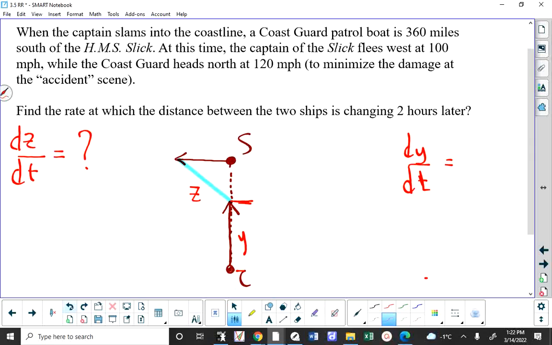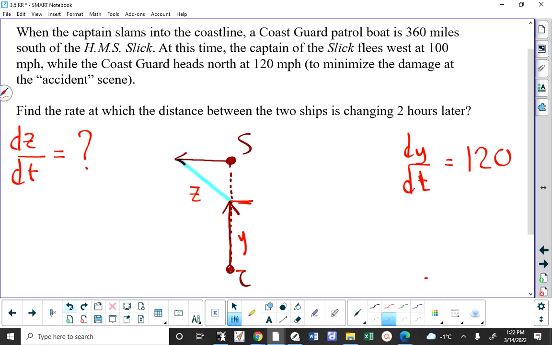Because that distance y, that's right, that distance y is how far, that's a distance, right? That's how far the Coast Guard patrol boat is traveling. And if y is how far it travels, what's dy dt? Dy dt is how fast it's traveling. It's the rate of change of distance with respect to time, which is speed. So dy dt is 120.